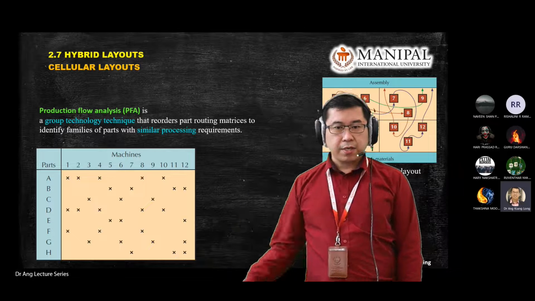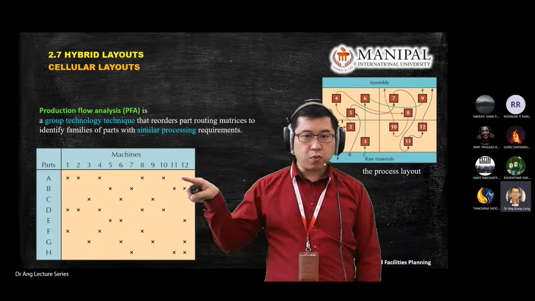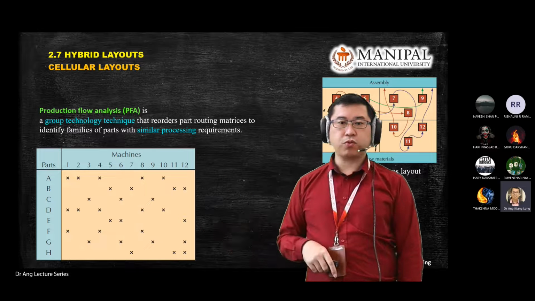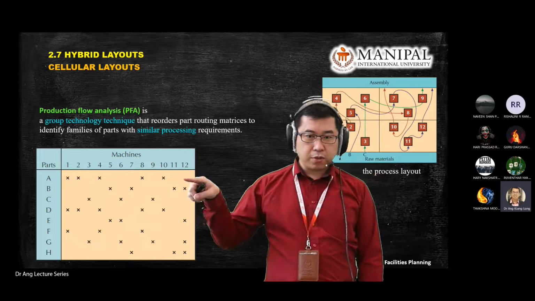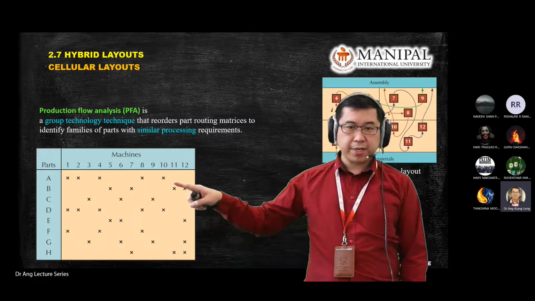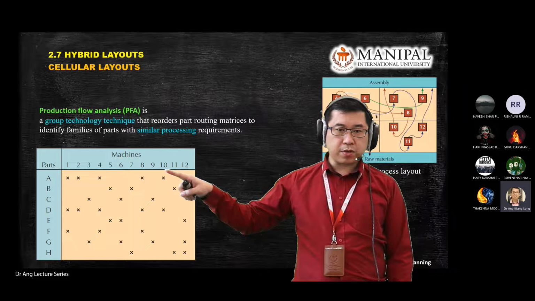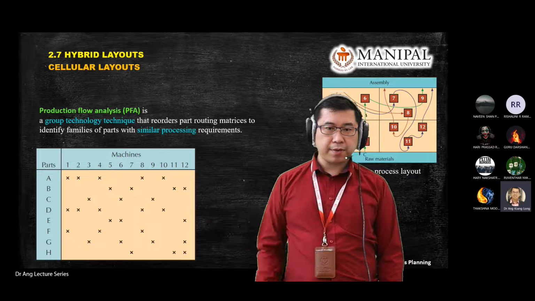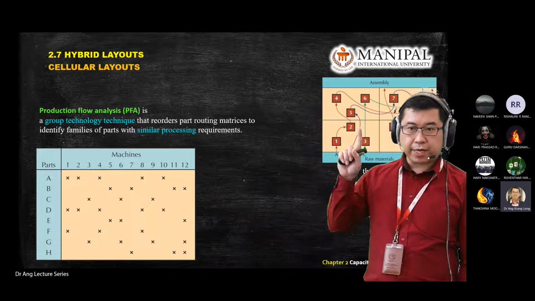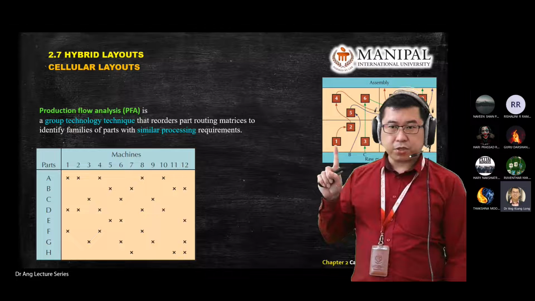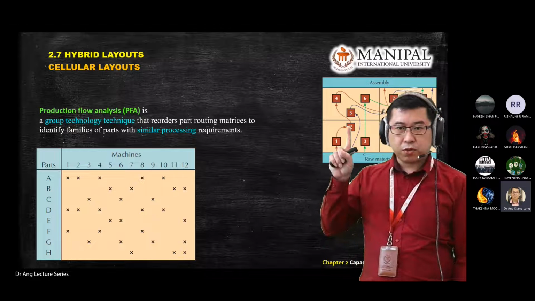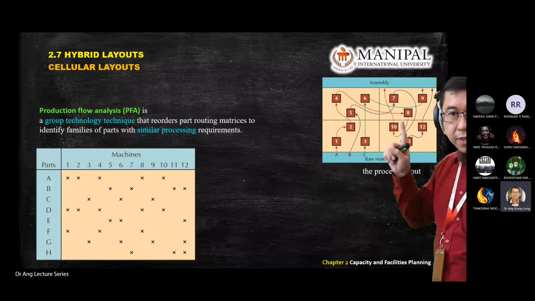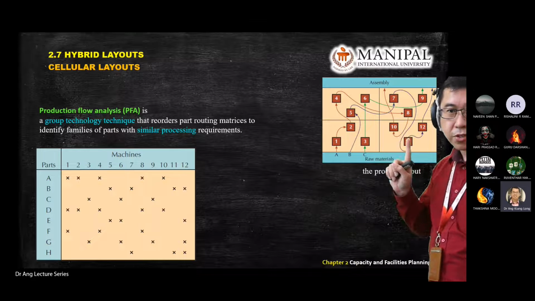If you look at part number one, if there's a cross there, it means it needs to go through that machine. If you read from part A, you will go through machine 1, machine 2, machine 4, machine 8, and machine 10. So you refer to the diagram. Part A needs machine 1, machine 2, machine 4, machine 8, and machine 10.